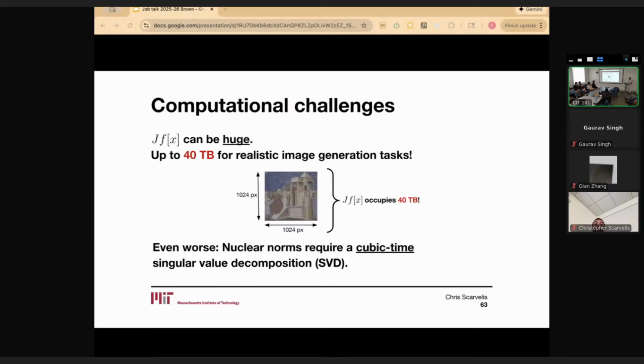Unfortunately, though, there are some critical computational issues with this strategy. So that Jacobian is going to be a huge matrix for problem sizes that are very typical in generative modeling. For example, if you're learning a denoiser for 1024 by 1024 images, it'll take up to 40 terabytes to store a single Jacobian matrix. And what's worse, computing its nuclear norm requires an SVD, which is a cubic time operation. So these issues would make it seem like this strategy is doomed from the get-go.